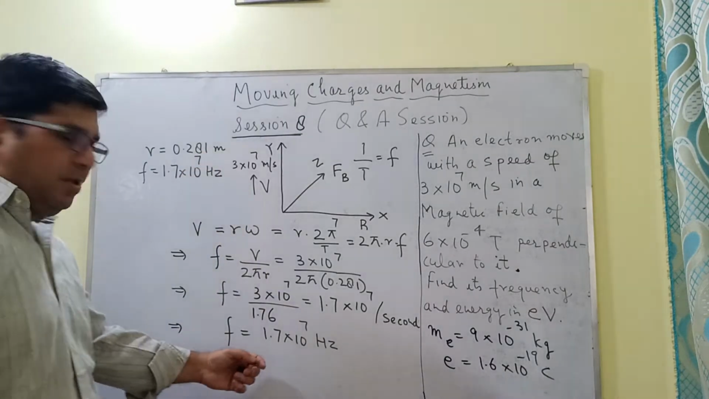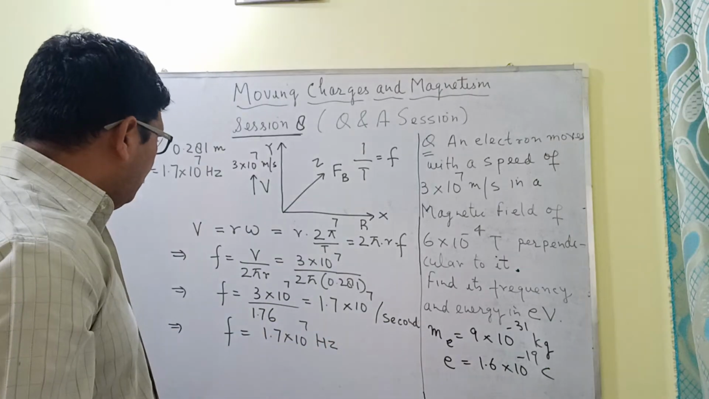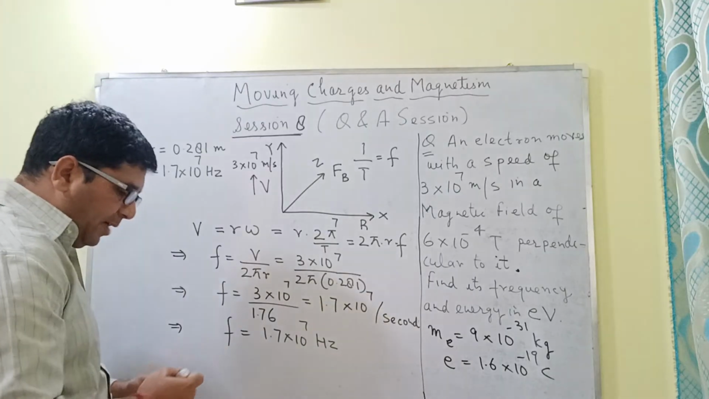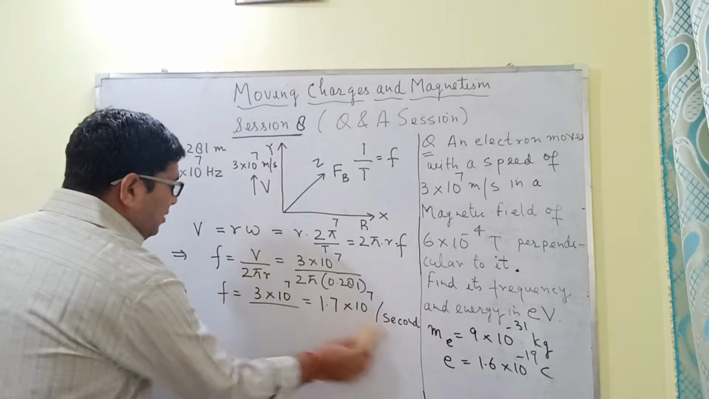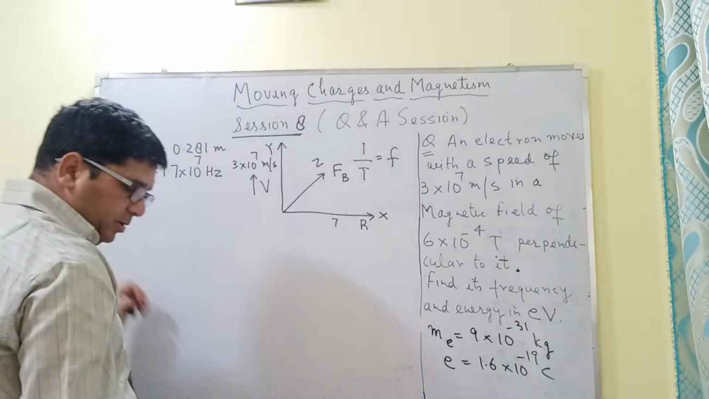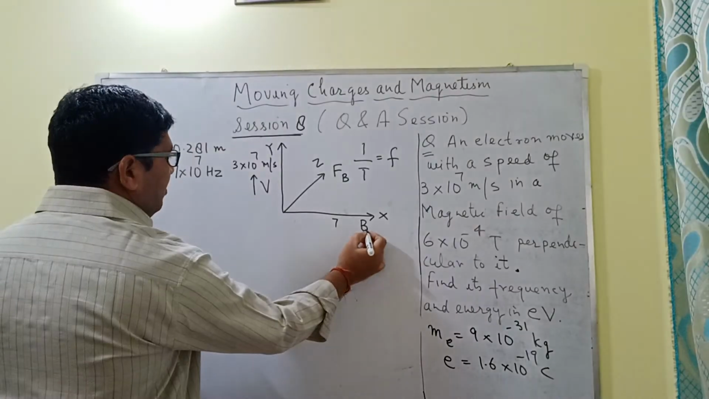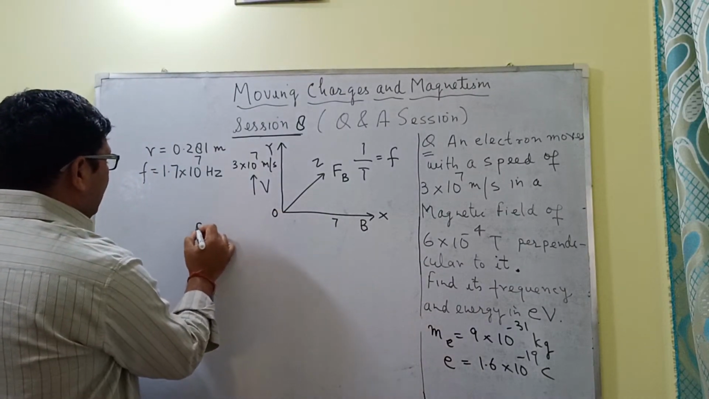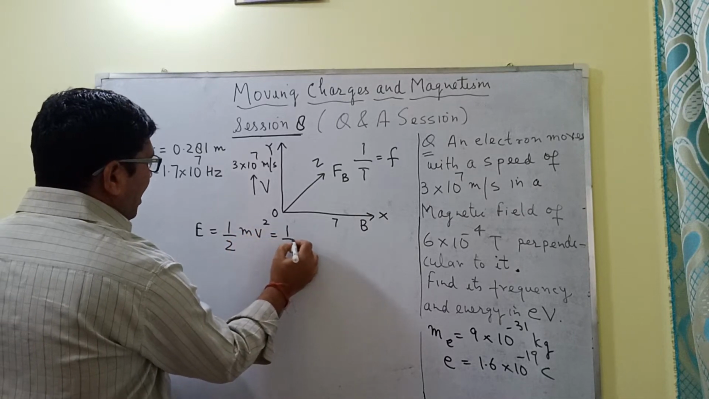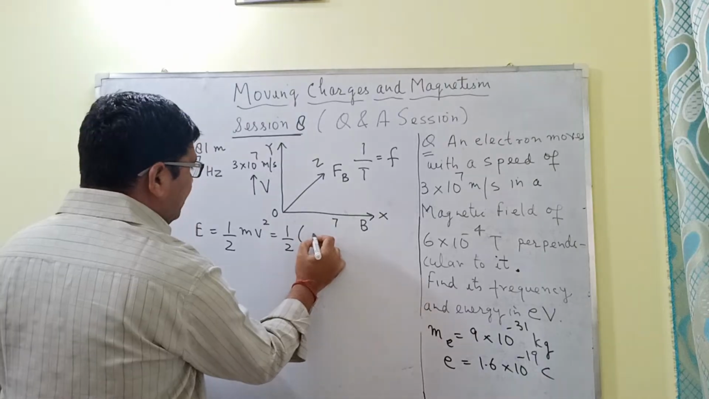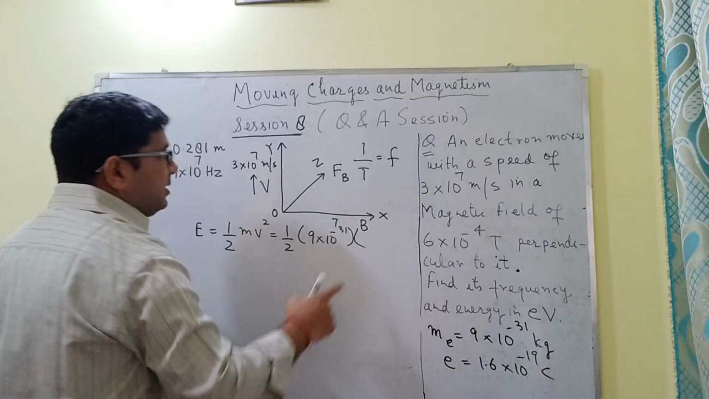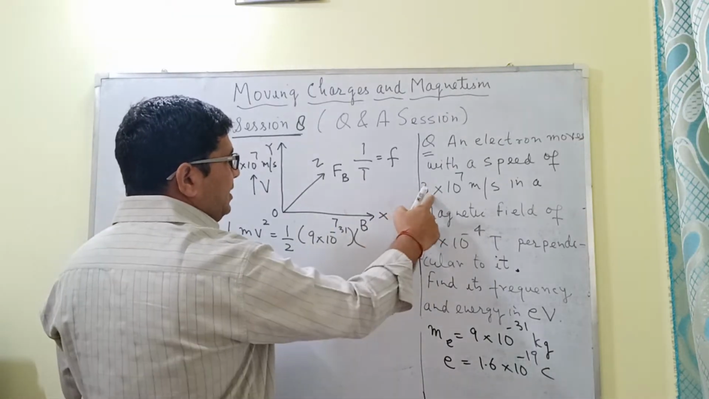ठीक है? So now we have calculated the value of frequency. Now we have to calculate the energy of the electron. The energy of the electron is to be calculated. So now the energy E is equal to half mv square. Half m is given as 9 into 10 to the power minus 31 kg, and the value of V is given here, that is 3 into 10 to the power 7.